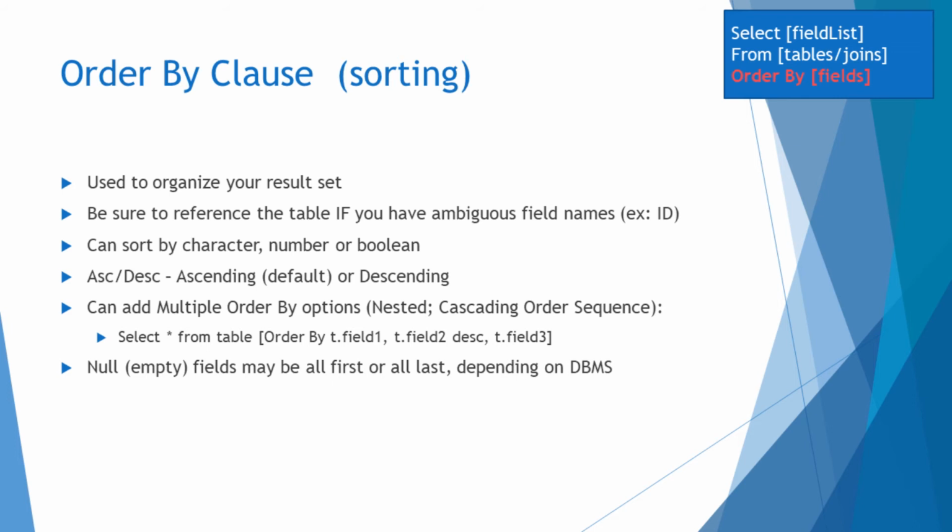You can have multiple order by options, so it'll be nested. Remember, we like the word nesting: nesting if statements, nesting for statements. We're going to do nesting order bys. If we have an order by, it's going to try to order by the first one first, and then it'll do the second one, and then it'll do the third one. So if we have 3 records that all have the same field 1, field 2 will then be sorted within that, and then field 3 within the field 2s and field 1s. So we can do nesting order by.